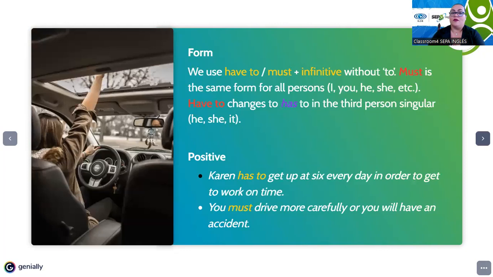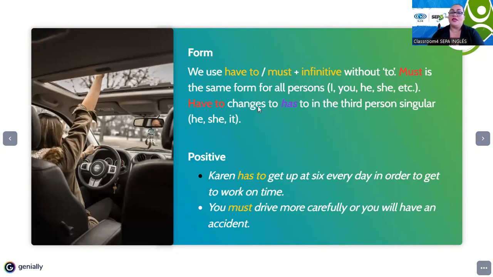The form. We use have to, must, plus infinitive without to. Must is the same form for all persons: I, you, he, she, it, etc. For everybody, we use must. There is no change in the structure.